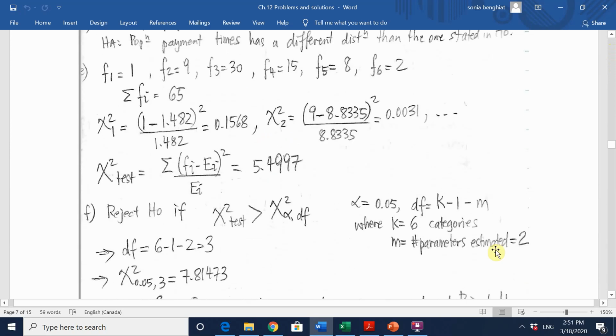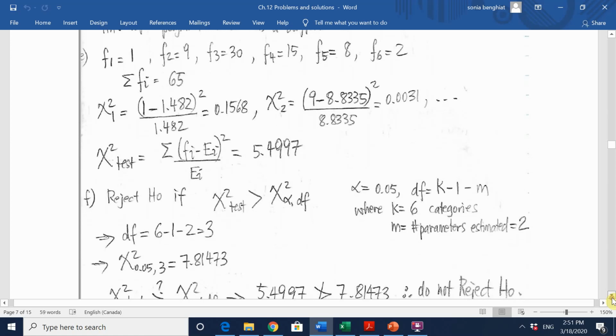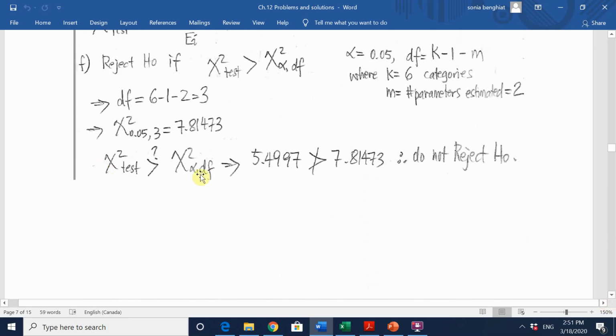Okay, so degrees of freedom here changes. It is not just k minus 1, but you must also subtract the number of estimated parameters. So we come up with 6 minus 1 minus 2 for the two estimated parameters x bar and s, and that gives me 3 degrees of freedom. And so here I get a critical value of this much over here. When I compare the two chi-square values over here, I see that the test statistic is not greater than the critical value, hence I do not reject my null hypothesis.